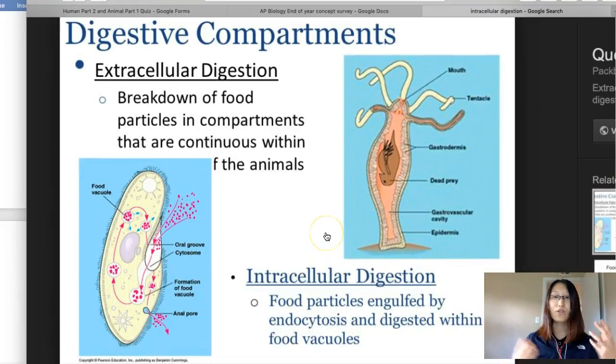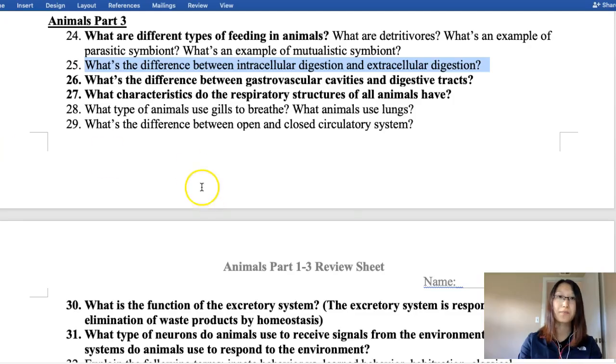Extracellular digestion is when you actually have a digestive system, such as most animals, such as we have a digestive system, right? So the food will be broken down in the digestive system first before it enters the cell, and then we take in the nutrients. So that's the difference between intracellular, food going inside the cell directly, and extracellular digestion, where you go through an extra step where the food will be broken down in the digestive system first.